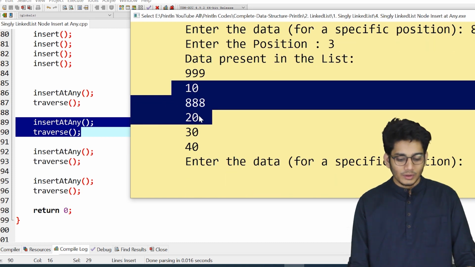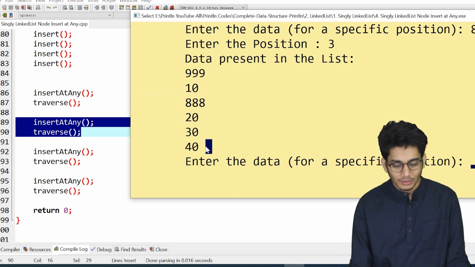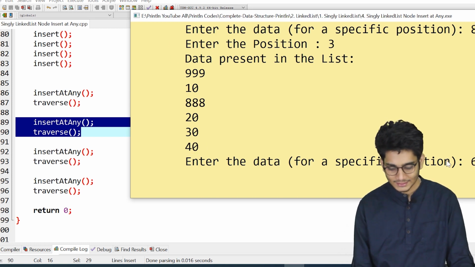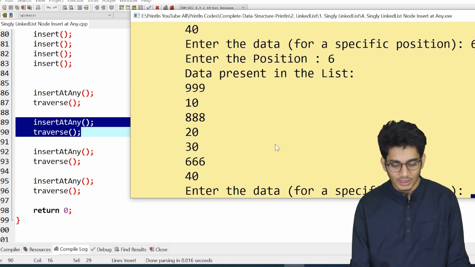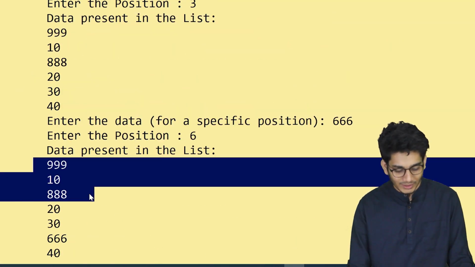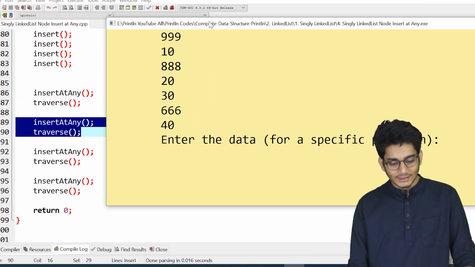Now, I have already discussed how we can insert any data at a given position. Now let's say we'll insert data at this position. So what is this position? First, second, third, fourth, fifth, sixth. We'll insert any data at sixth position. Let's say 666 at sixth position. You can see that we have inserted the data at sixth position. 1 2 3 4 5 6. So we have inserted data at sixth position. So I think this portion is clear.